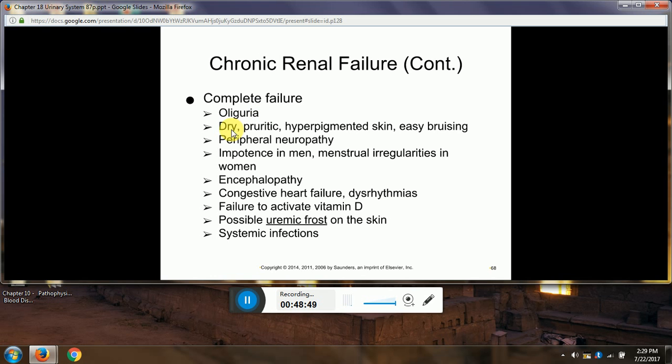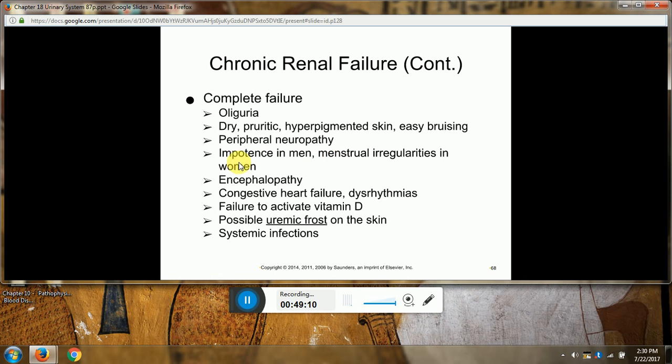Dry, pruritic or itchy, hyperpigmented skin, easily bruised. Peripheral neuropathy, so again, the nerves in the peripheries, in the lower limbs and the upper limbs are damaged. Impotence in men and menstrual irregularities in women may develop.